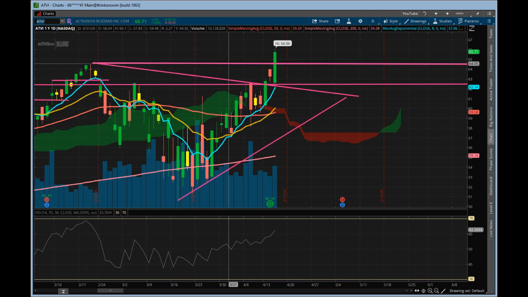Right? Closed above this major level right here. ATVI can be tricky, guys, right? It can give some big candles like this, and then do some funky stuff with its shadows in there. So just a little thing to be careful on there.